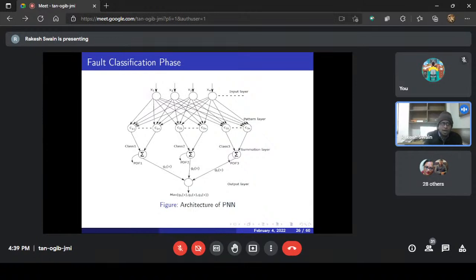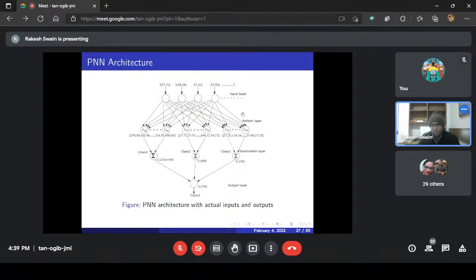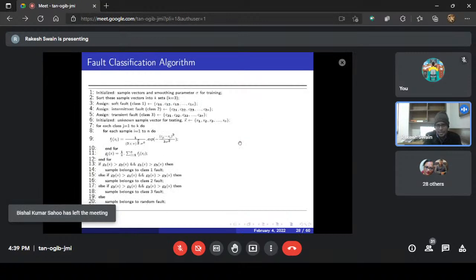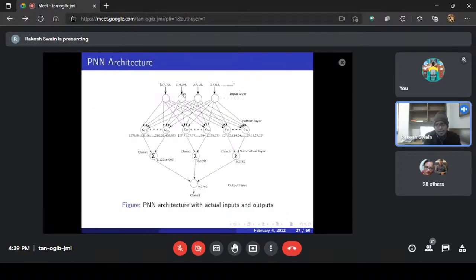After that distance, you calculate the average PDF, that is the probability density function. In the summation layer, whichever class has the greater probability value, we can find that the particular unknown input belongs to that class, among the different classes maintained here. Like in this example, I have taken some sensor data as input. Suppose there are 3 types of fault, meaning 3 classes. Then the Gaussian distance is calculated here, and the probability density function summation is found.